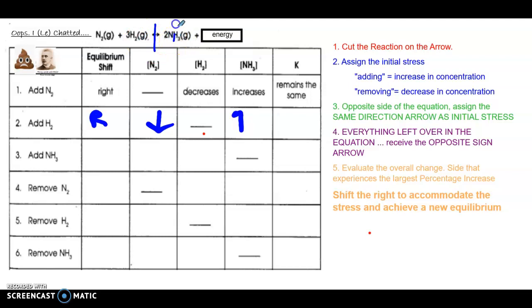If I add more ammonia, I'm going to have more nitrogen, I'm going to have more hydrogen, and I'm going to consume the energy in that process. So this would shift to the left. The amount of nitrogen would go up. The amount of hydrogen would go up. And I'm ignoring the K column completely. K is not energy. And my initial shift was the ammonia, so that's what I'm seeing there.